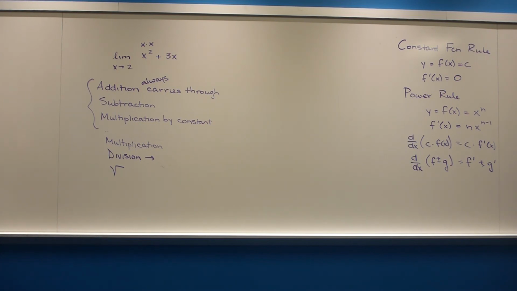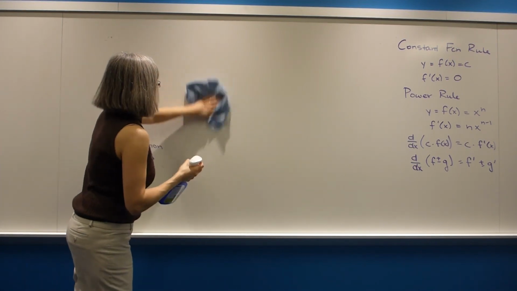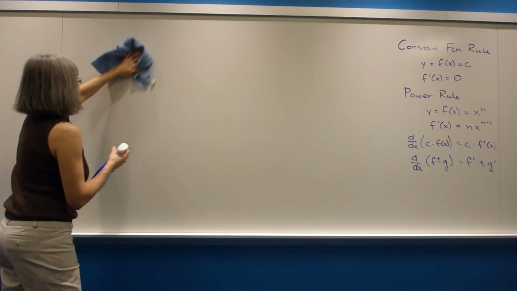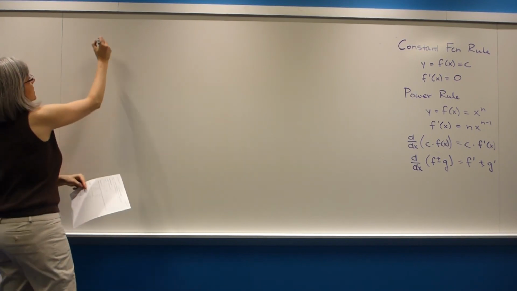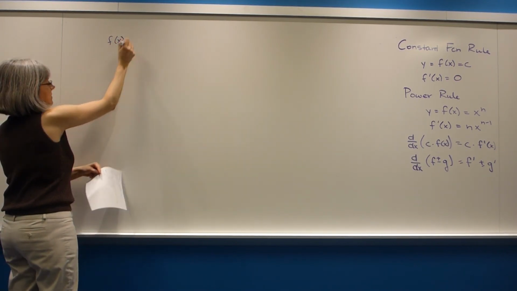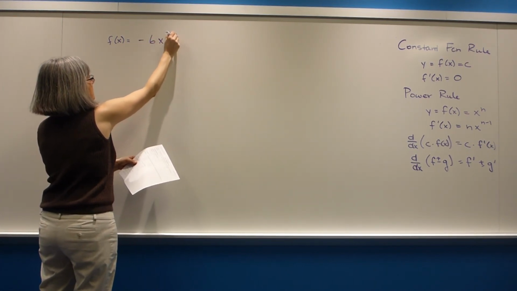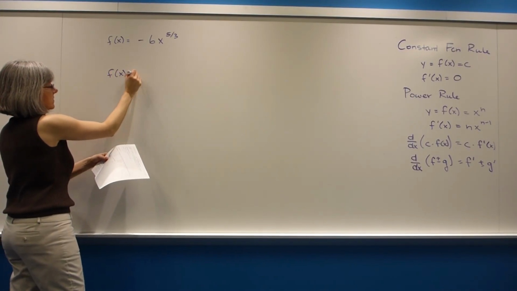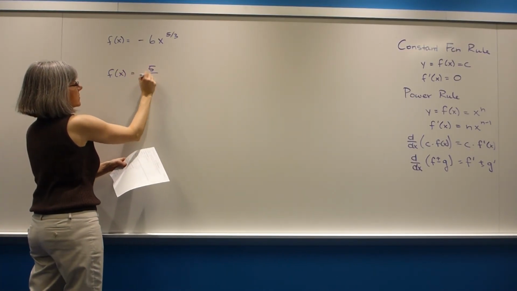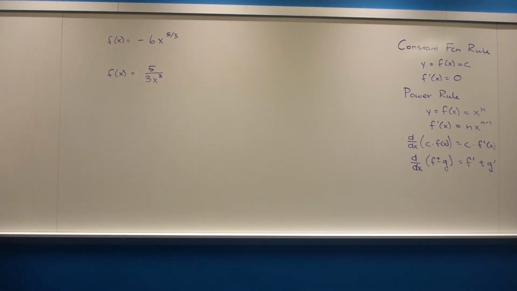So let's do a laundry list of examples. All right, so f of x equals negative 6 x to the 5/3, and f of x equals 5 over 3 x cubed. You'll find the derivative for both.